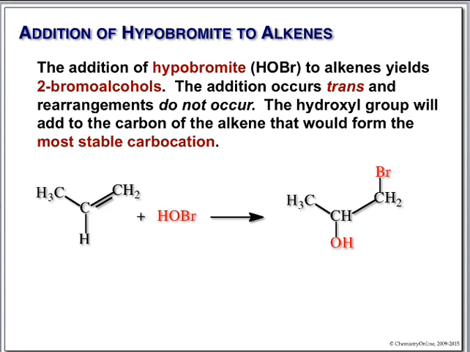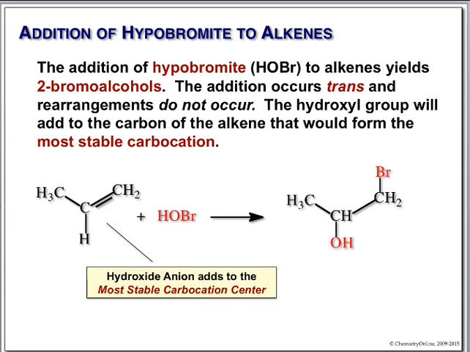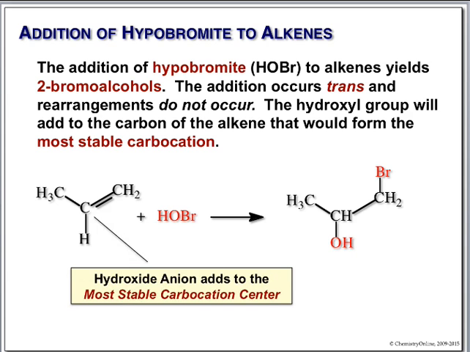We also have stereochemistry. These two are also anti or trans to each other. So very, very similar here to the reaction with bromine itself. This also works with chlorine. So HOCl, Clorox, bleach. Once again, hydroxide is going to be at the center that would give us the most stable carbocation. Now, the mechanism of this reaction is very, very similar to what we just saw with the addition of bromine itself. Let's go ahead and look at it.